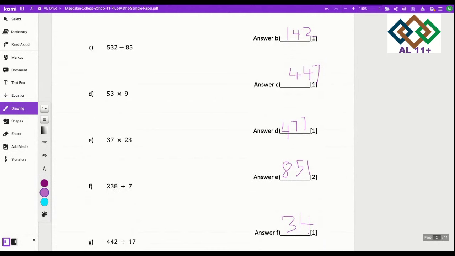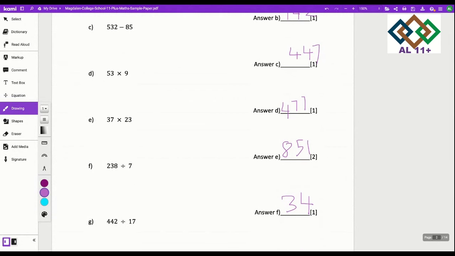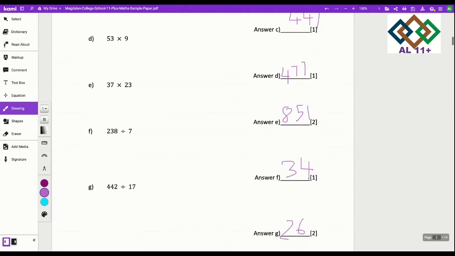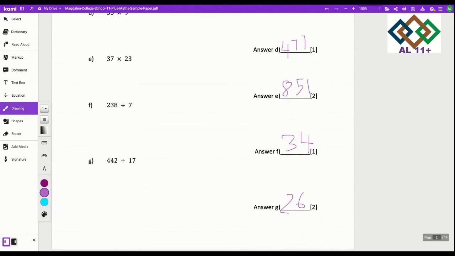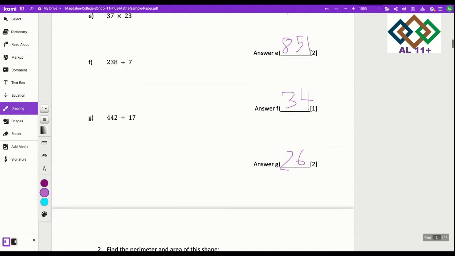And then they are testing your multiplication skills. 53 multiply by 9, that's 477. Then it is 37 multiply by 23, that is 851. And then you have 238 divided by 7, that's 34. And the last one in this is 442 divided by 17, that's 26.